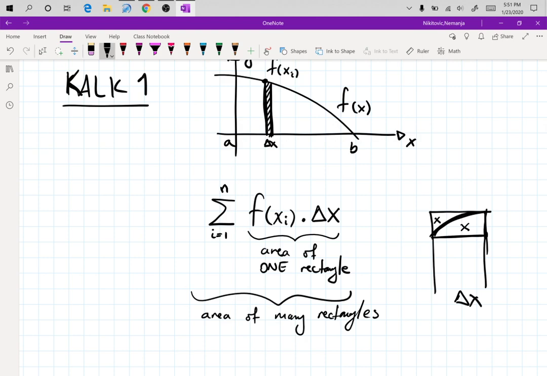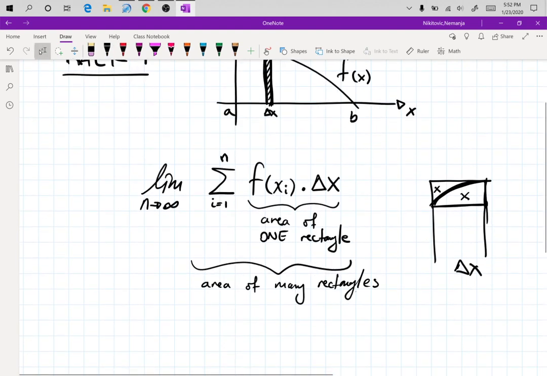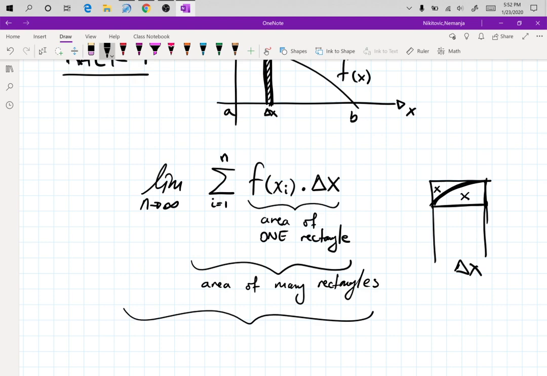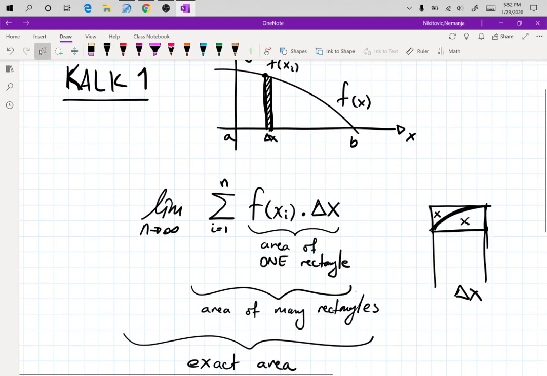But if I introduce infinitely many rectangles crammed into a finite length from a to b, then the width of each rectangle will be 0, in which case there is no width for the rectangle and you can't make an error, which means you can get exact when you introduce a limit with the number of rectangles going to infinity, and now this will be the exact area with the limit. So it builds up little by little.